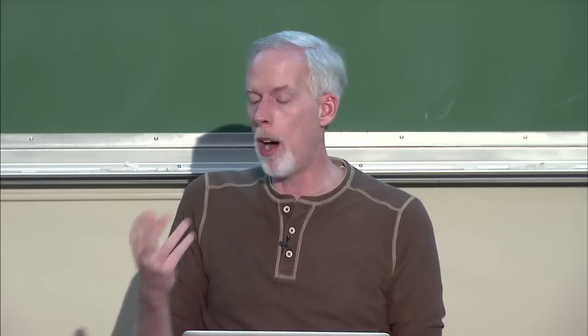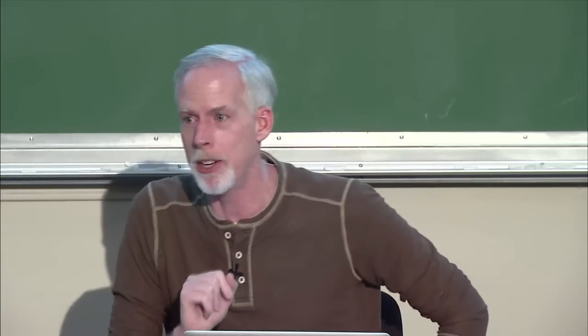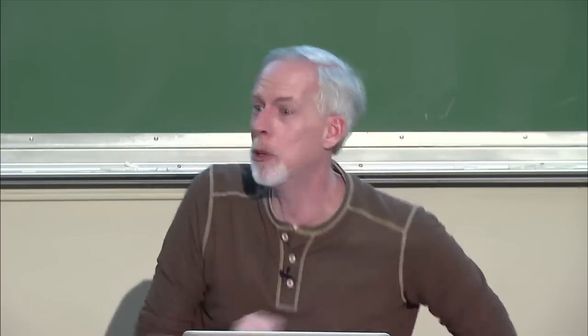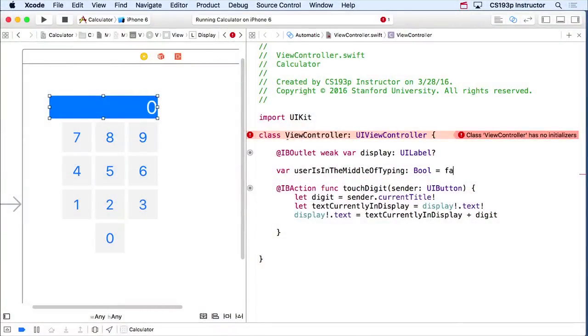Well, there's two ways. One, we create an initializer. That's why you're getting this warning. Now, I'm not going to talk about initializers till next week, so we can't do that because I'm not going to talk about it yet. What's the other way that we can do it? We can just say equals false. So we just initialize that, and the red error goes away.